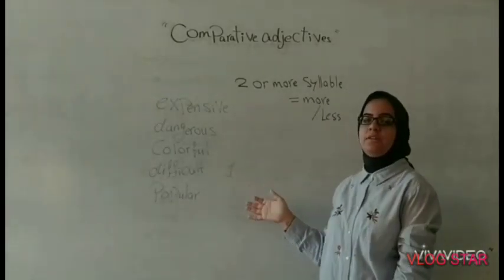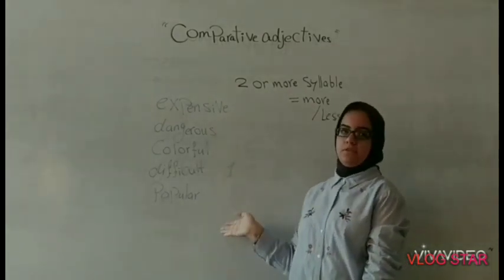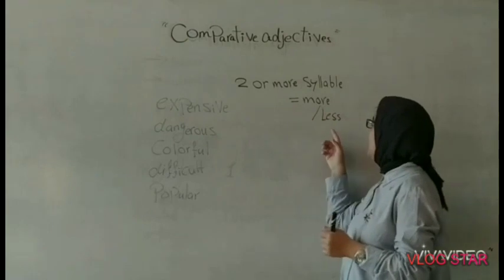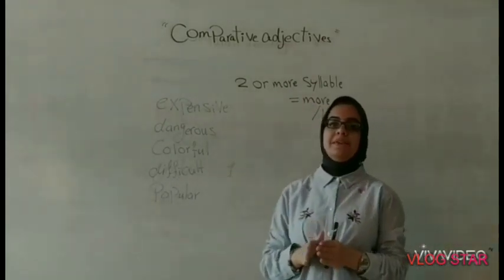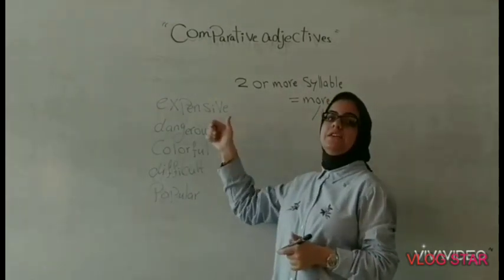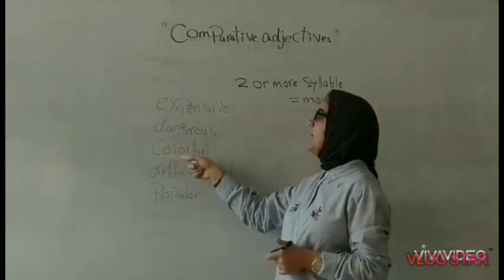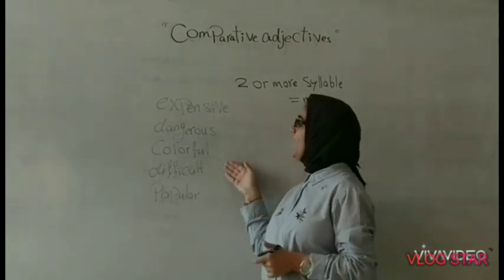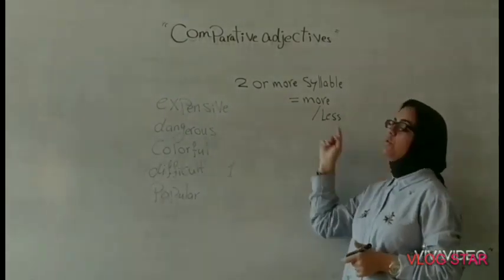Okay, let's do some more practice about the comparative adjectives. We have here some different adjectives. We already talked about when we have a short adjective, we add ER. But here we have two or more syllables, which means longer adjectives. We have the words expensive, three syllables. Dangerous. Colorful. Difficult, popular. So we have long adjectives, two or more syllables.